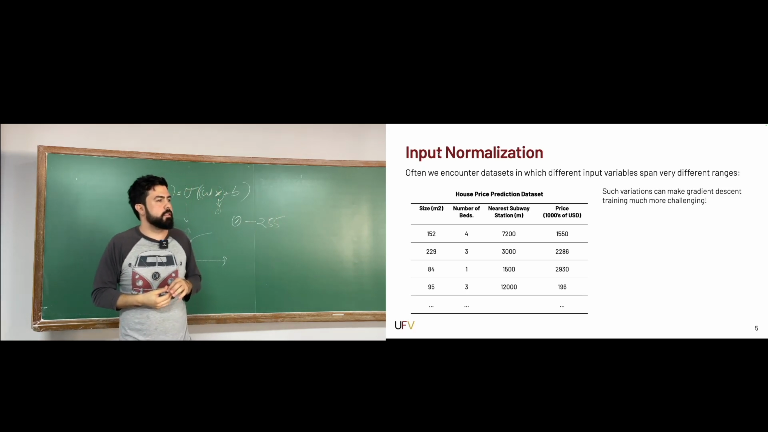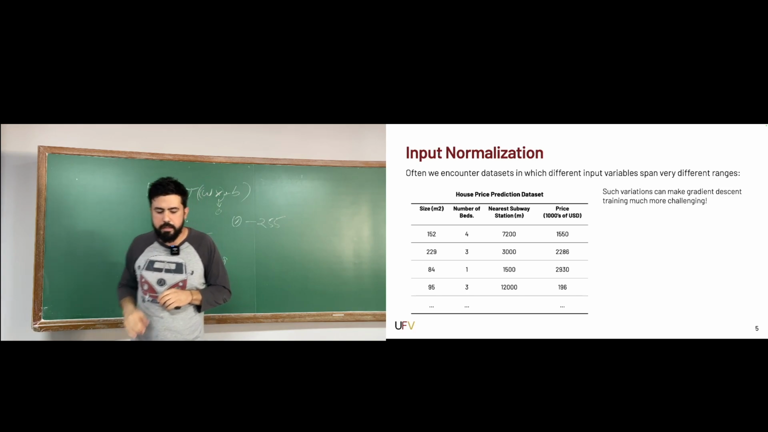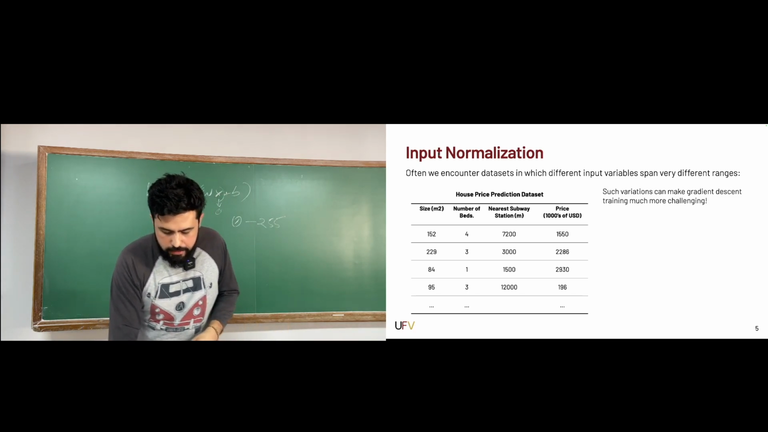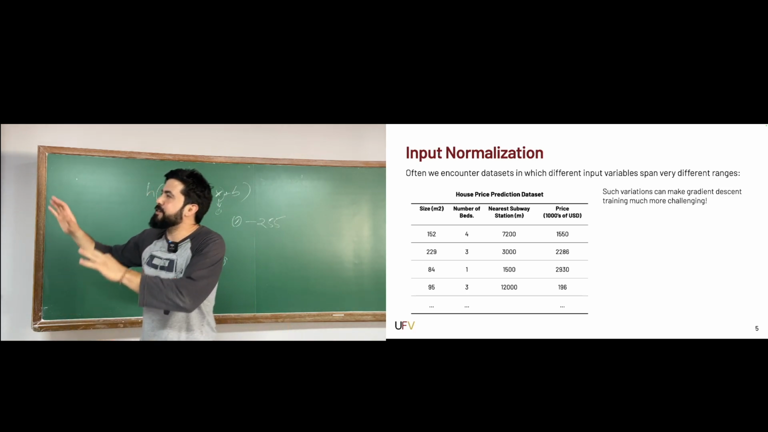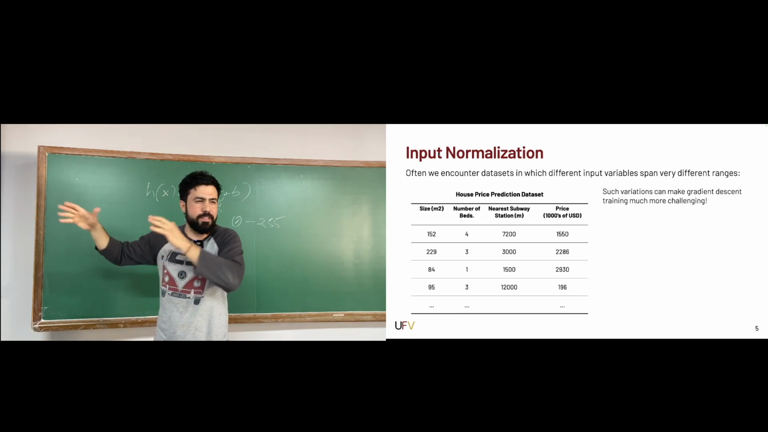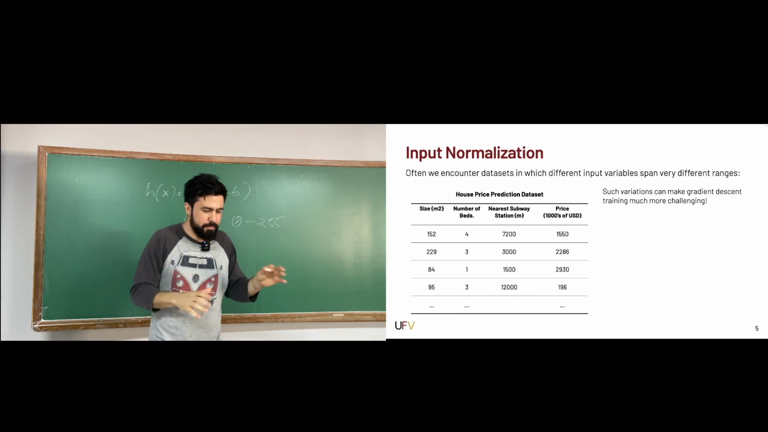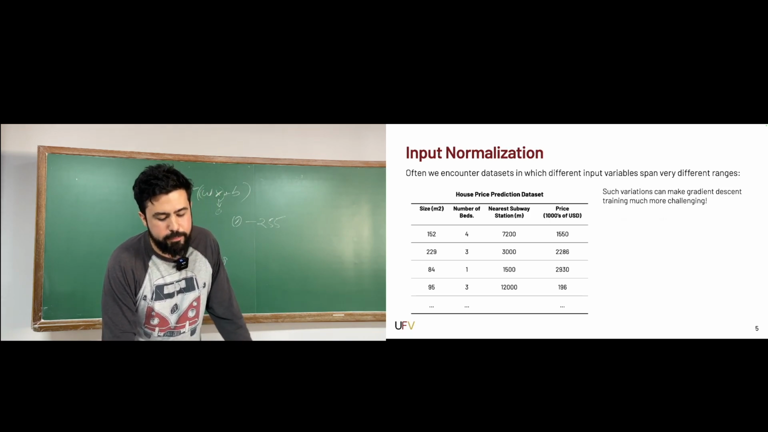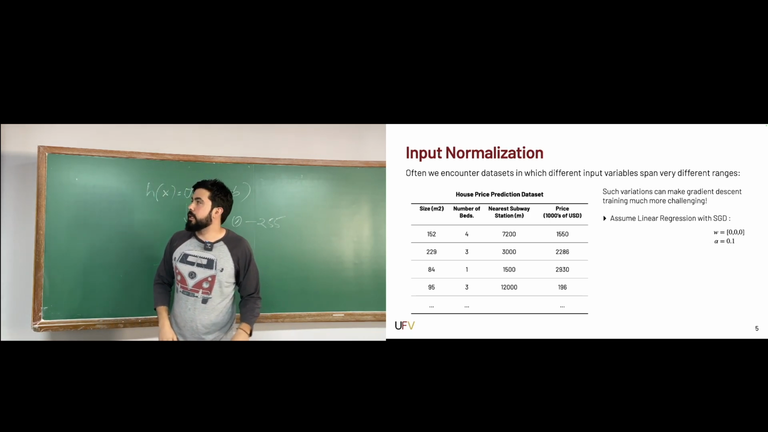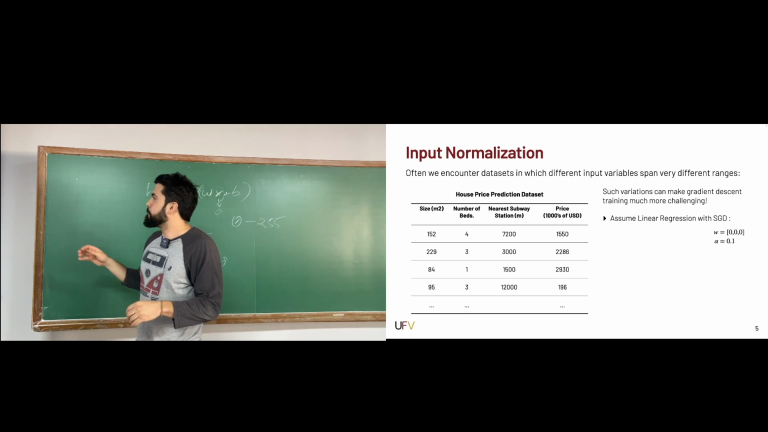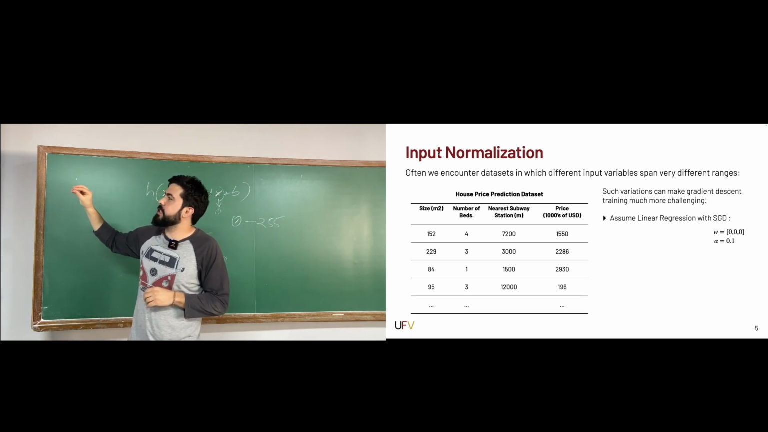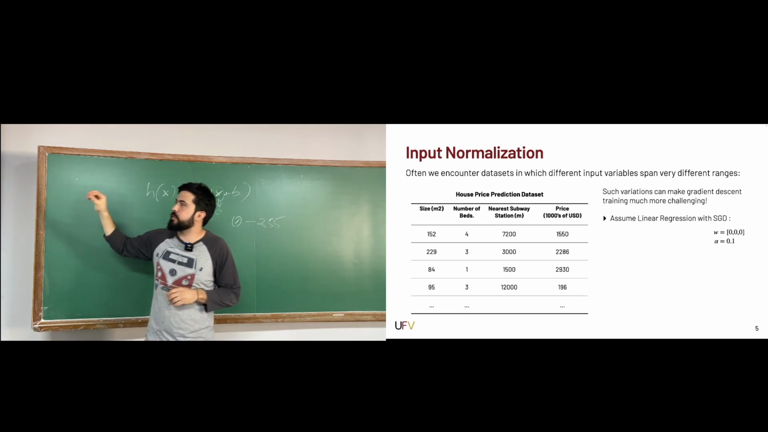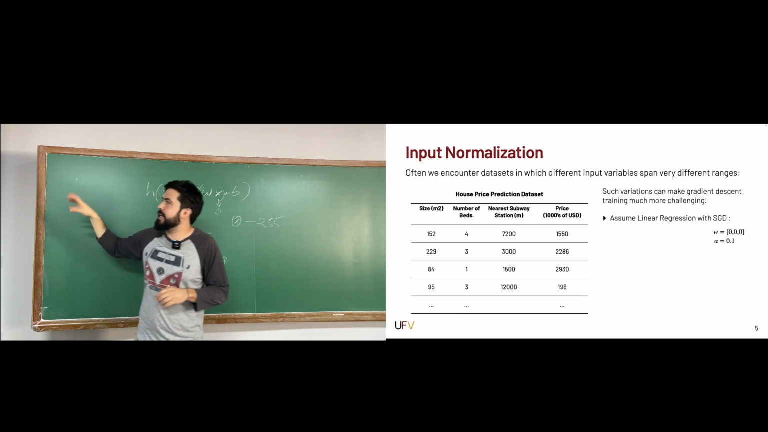And there's a question. No question? Okay. And I'm going to argue why. You probably have an intuition that this is not a very good idea, right? Having different ranges might not be very helpful for training a model. And the reason why is, let's assume, for the sake of argument, that we are dealing with a linear regression model and stochastic gradient descent.